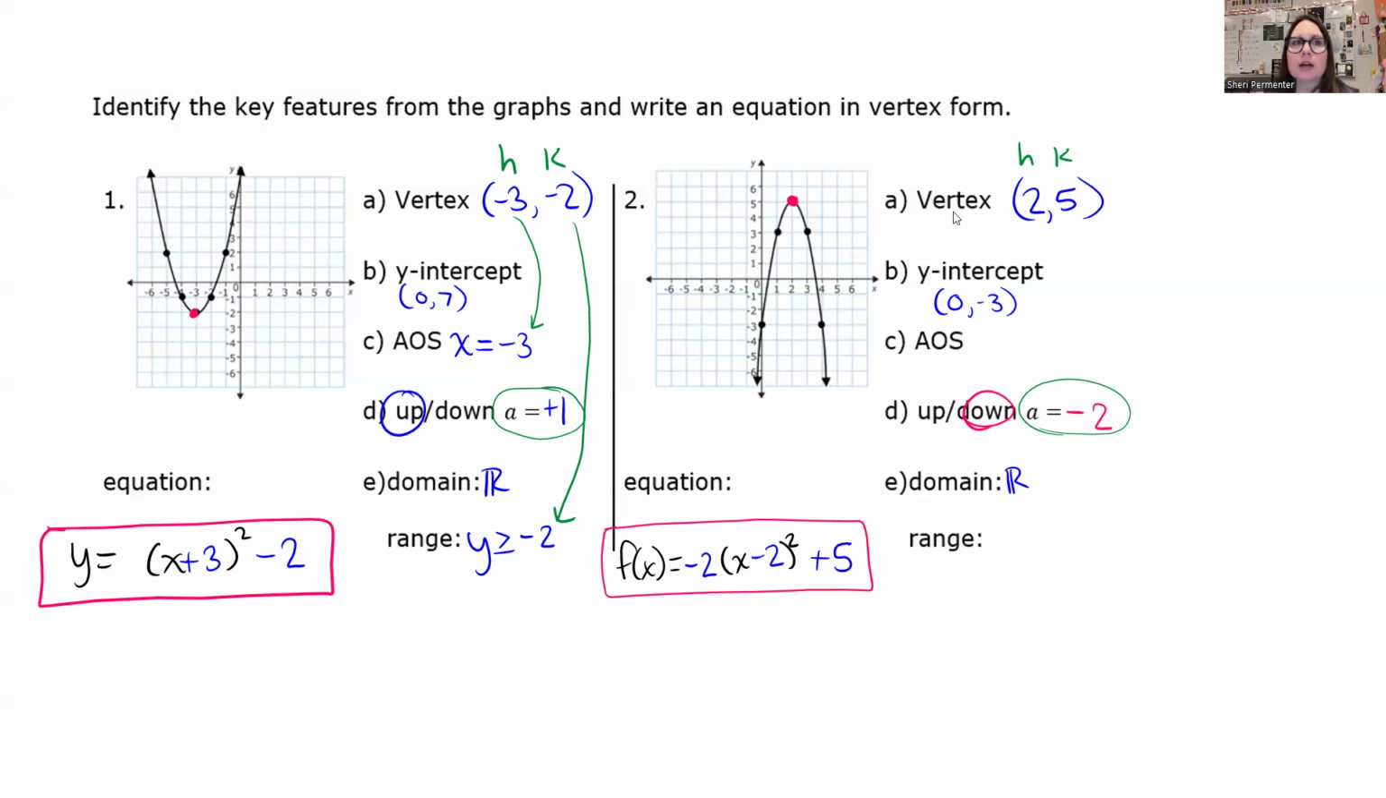But we can loop back around. So we know the vertex, the y-intercept, the axis of symmetry. What is that going to be? X is equal to 2. Very good.